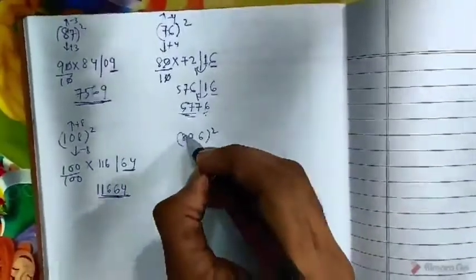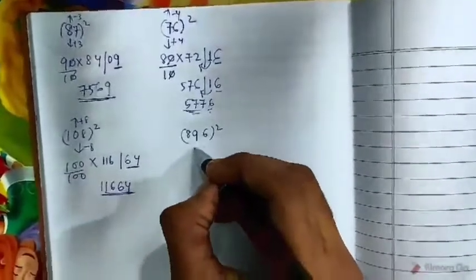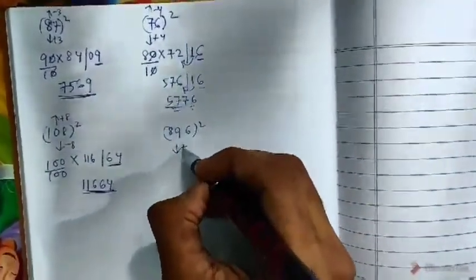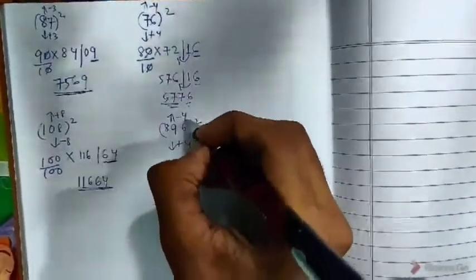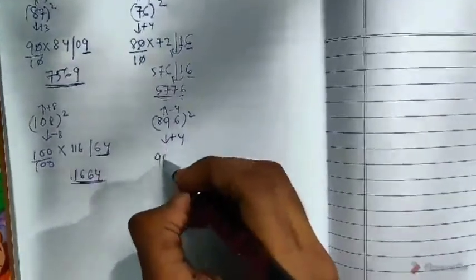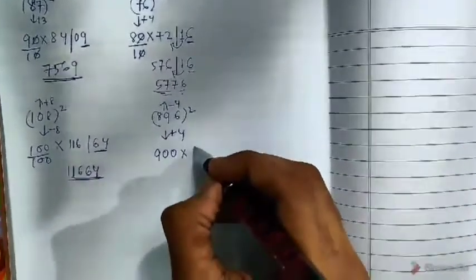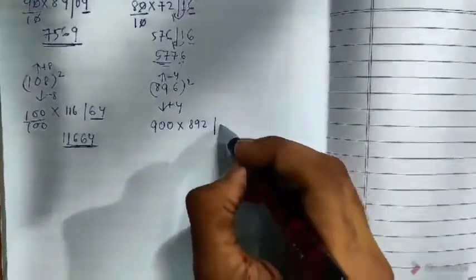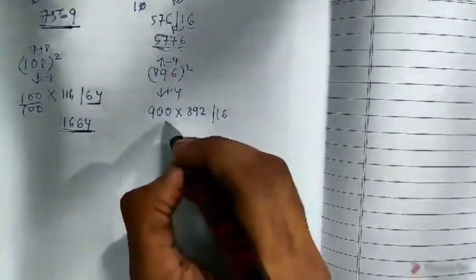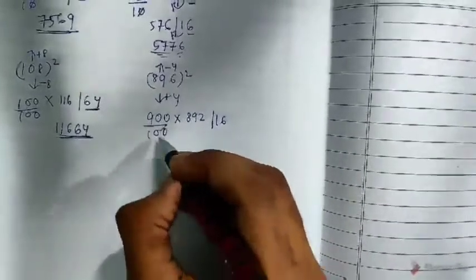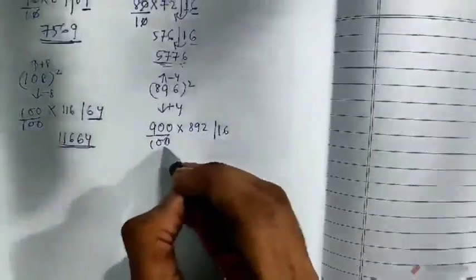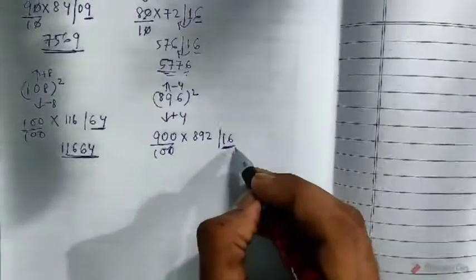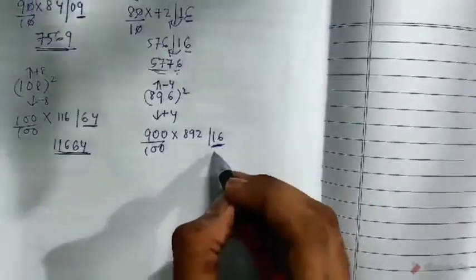We have to find the square of 896. We have to add 4 and subtract 4. By adding 4 we get 900, and by subtracting 4 we get 892. And we know the square of 4 is 16. So this time we have to divide by 100. This time also since we are taking 100, 16 will be our last digits.